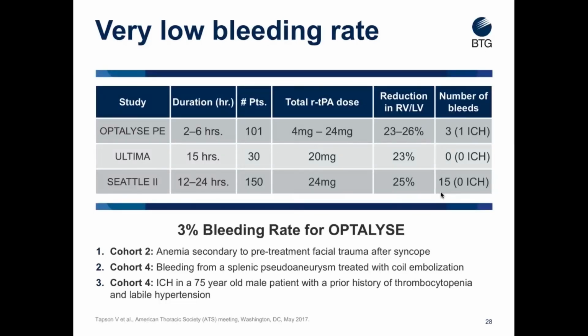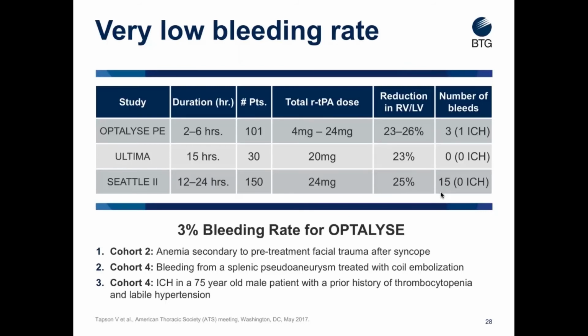There have been very low bleeding rates within OPTALYSE. There was a 3% bleeding rate. One patient had anemia secondary to pretreatment facial trauma after a syncopal episode. The second patient developed bleeding from a splenic pseudoaneurysm. This was treated. And there was 1 intracranial hemorrhage in an elderly patient with a history of thrombocytopenia and labile hypertension.